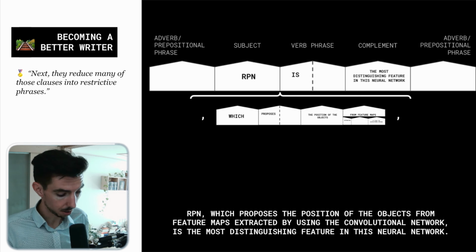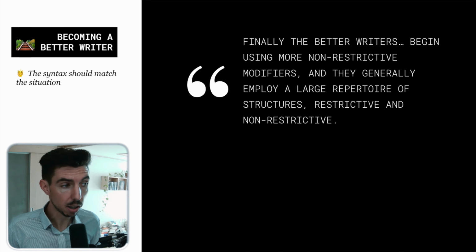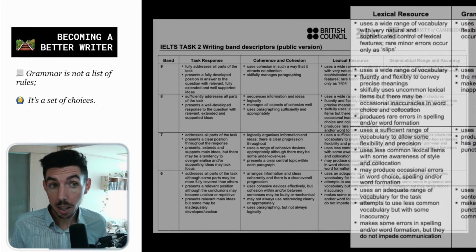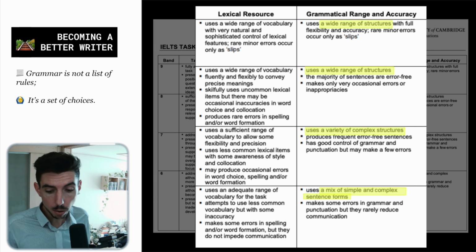Now, the last part of Hunt's analysis, his description of the way that students progress in their writing, Hunt says that the better writers begin using more non-restrictive modifiers. Don't worry about that. We'll look at what that is later. More non-restrictive modifiers, and they generally employ a large repertoire of structures, restrictive and non-restrictive. So this larger repertoire of structures, that's exactly what we were talking about at the beginning with the test. They're talking about a large variety of sentence structures. So that's what we're going for here. In order to get this across, we're going to be looking at grammar.